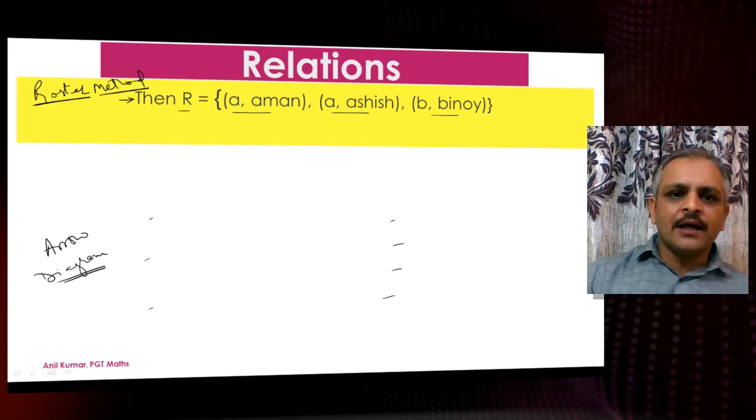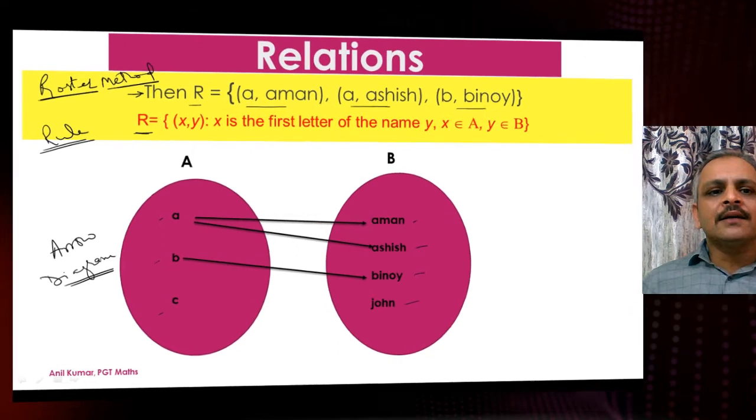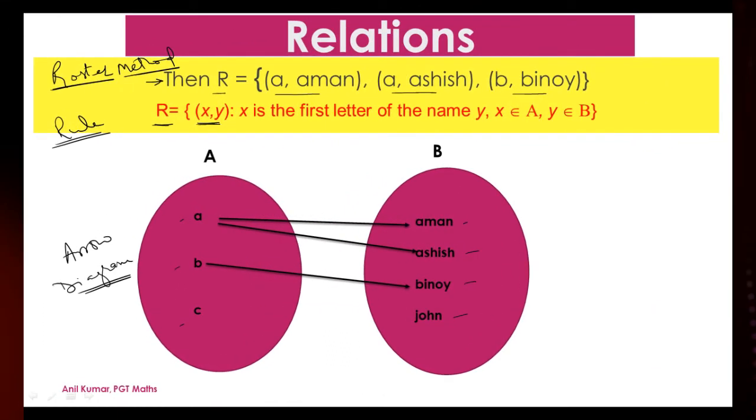And the third way is to represent them using set builder form, also called the rule method or property method. See, our relation set consists of the ordered pairs (x, y), where x is the first letter of the name y, and x belongs to set A and y belongs to set B. That means we select this x from set A and this y from set B. This way of writing a relation is known as the set builder form or rule method.